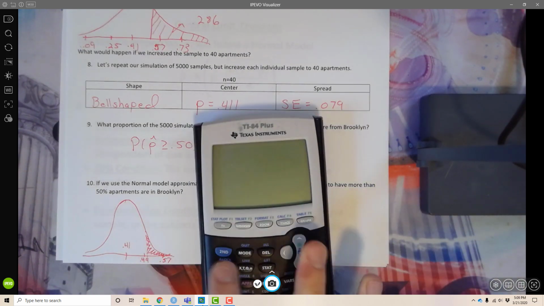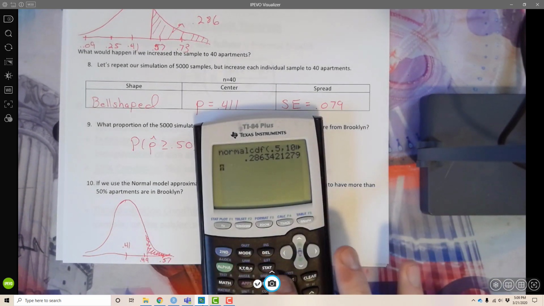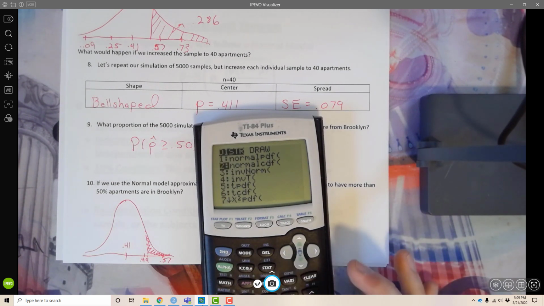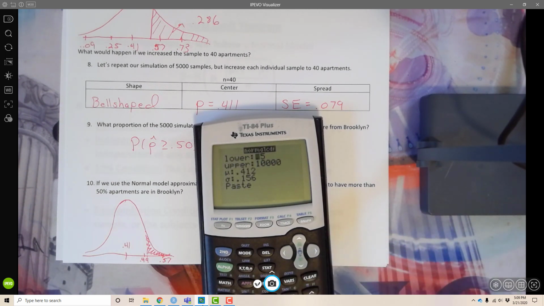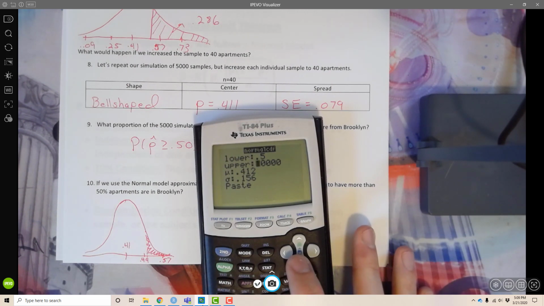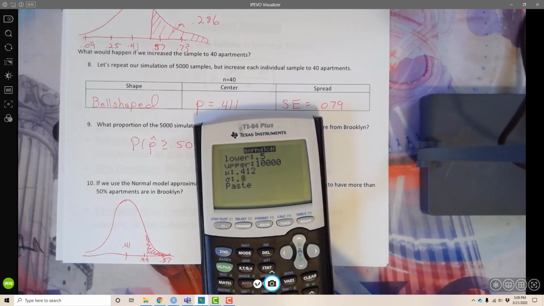So if we go to our calculator, go back to second vars, scroll down to normal CDF. We have a lower bound of 0.5, an upper bound of 1,000. Those didn't change. Still looking at the chances of getting a 50% or higher proportion. The mean stayed the same when we increased our sample size. The difference is that the standard deviation got smaller. So we're going to change this to 0.079.